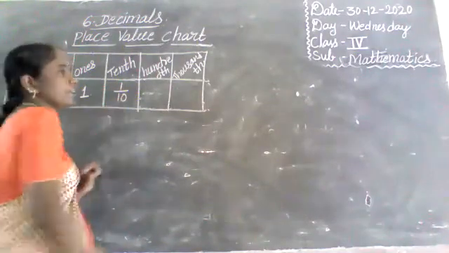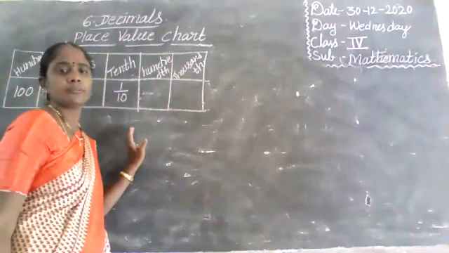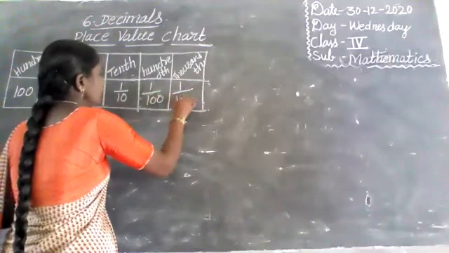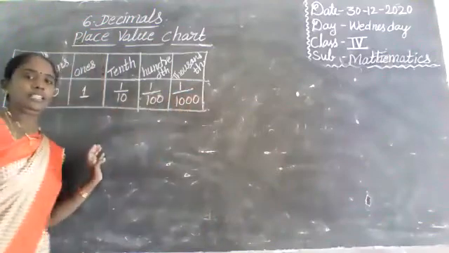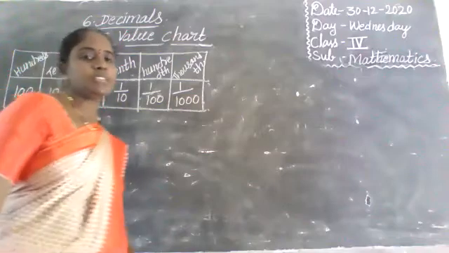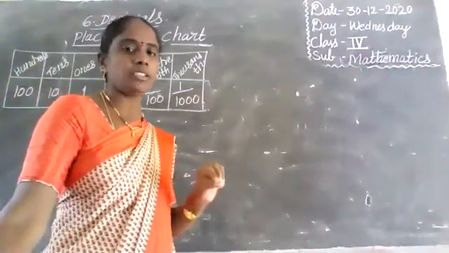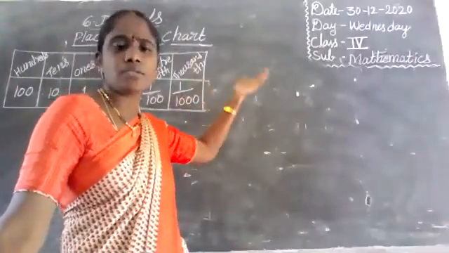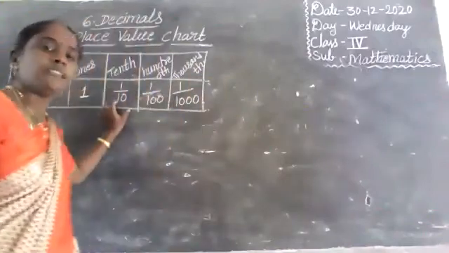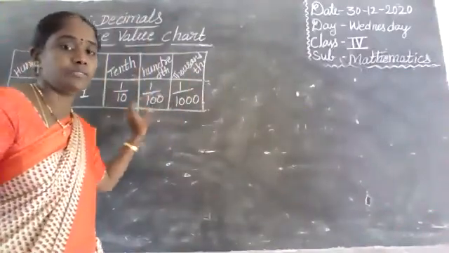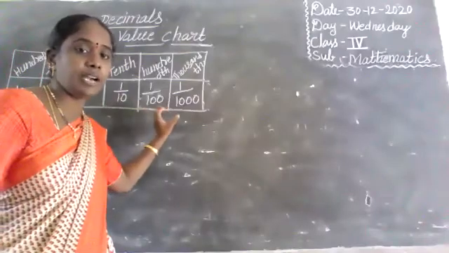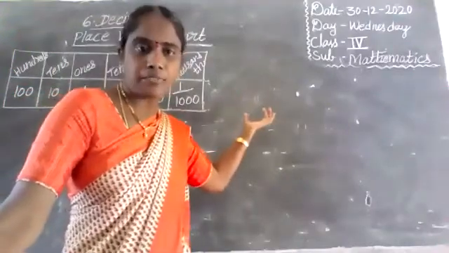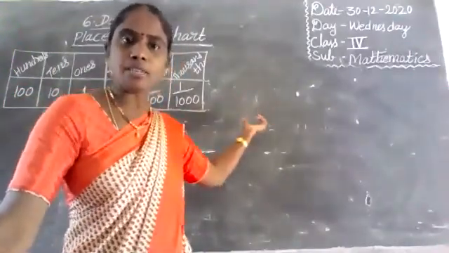Tenth means 1 by 10. Am I right or not? Next, 1 by 100. Next, 1 by 1000. In decimal numbers, the ones place is not there. Only tenth, hundredth, thousandth, and so on. Fractions having denominators 10, 100, 1000 are called decimal fractions. Then we have to write them in decimal numbers also.